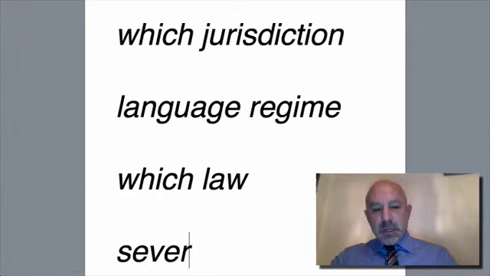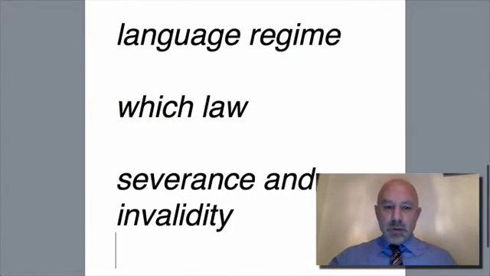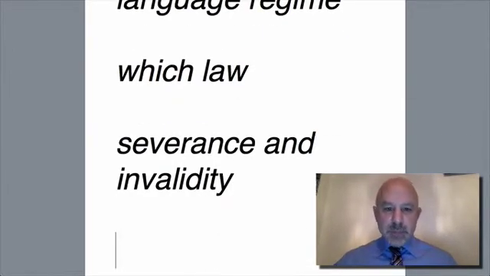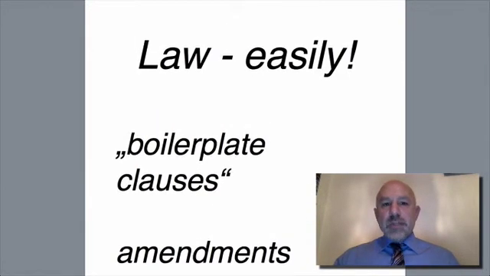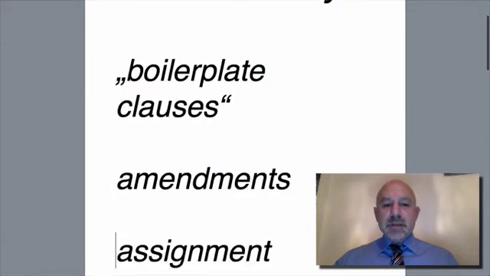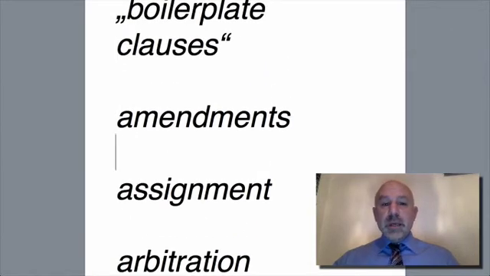And then another one usually dealt with: severance and invalidity, also very often misspelled and mispronounced by me. Severance and invalidity. So if one clause turns out to be invalid, what will happen with the rest of the contract? So these all are boilerplate clauses for which lawyers usually have templates. They follow the same pattern. Usually some of these or most of these will be governed by boilerplate clauses.